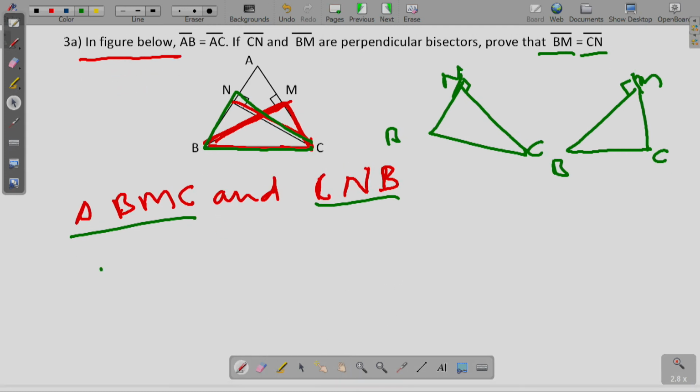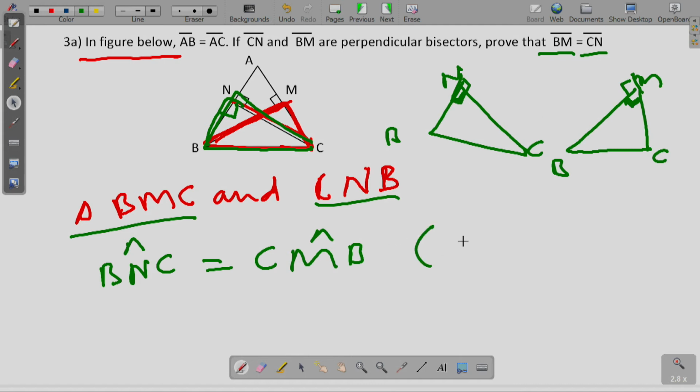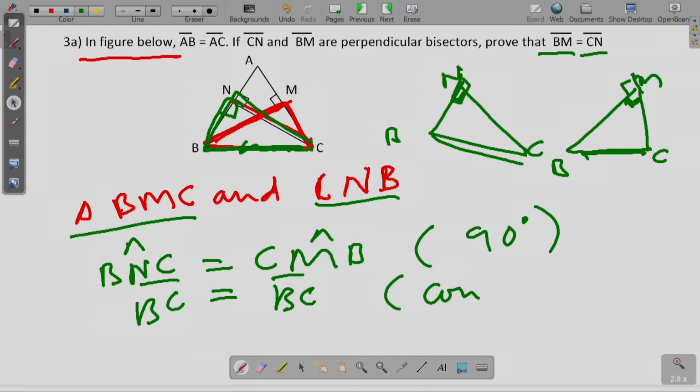From our figure here, angle BNC, this angle, is equal to angle CMB, this one. Because they are perpendicular bisectors, here we have 90 degrees, and here both are 90. They bisect the line at 90 degrees. So angle BNC is equal to angle CMB. And also the length BC is equal to the length BC. This is a common length for both triangles.